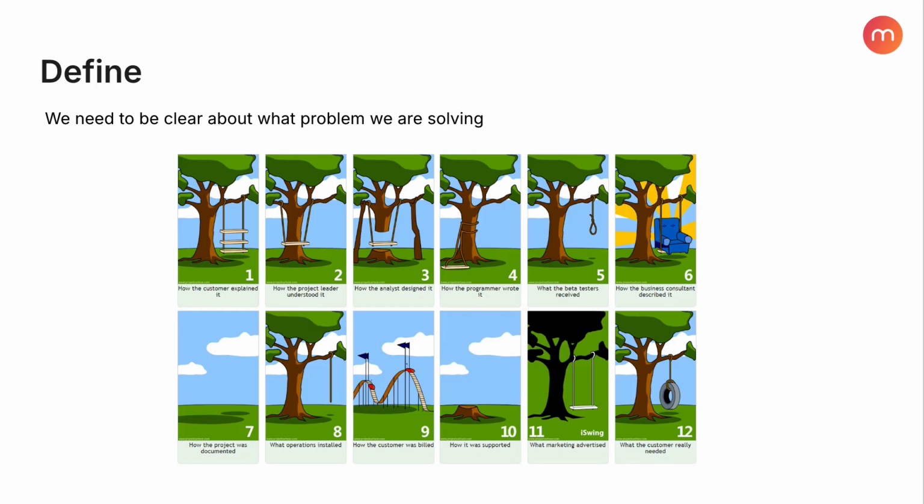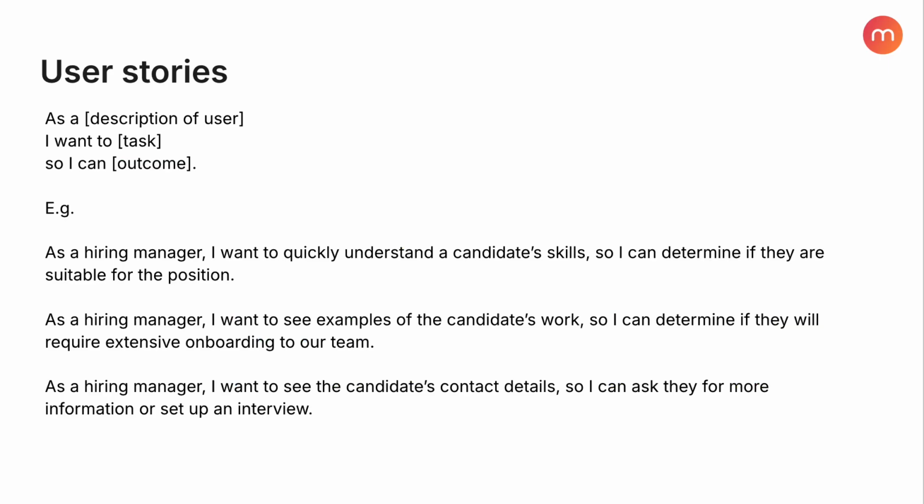Defining the problem is about stepping back and asking, what exactly are we trying to solve? What is the user's goal? What are they struggling with right now, and what outcome do they actually care about? Once we've gathered all our research, defining the problem helps us turn that information into focus. Instead of starting with our own ideas, we use the data we've collected to clearly state the user's challenge. Now, let's look at one of the simplest and most powerful ways to express that: user stories.